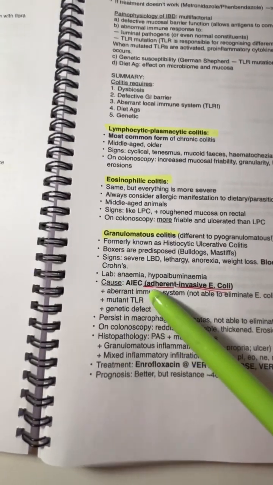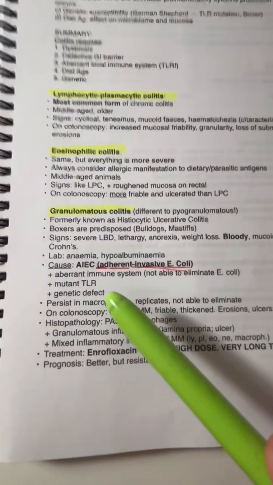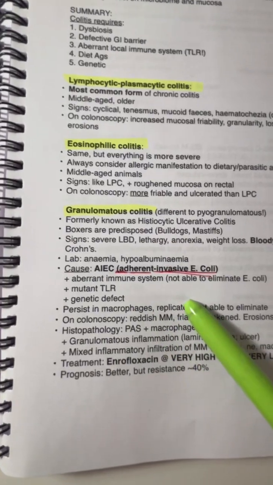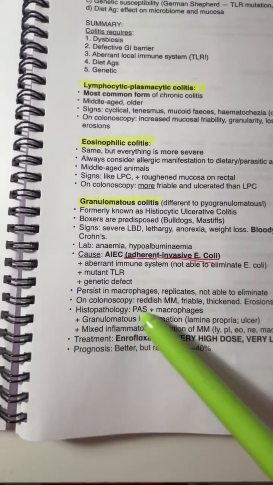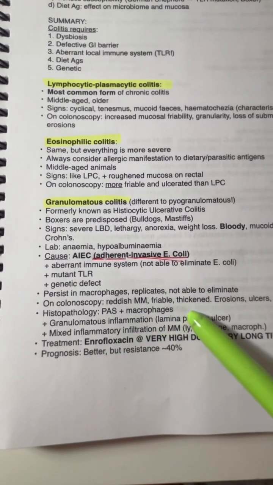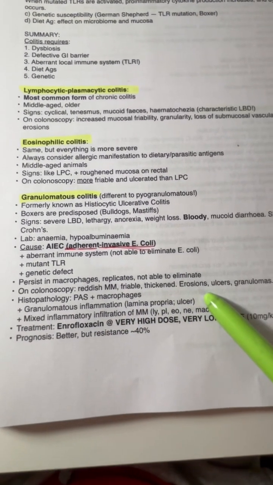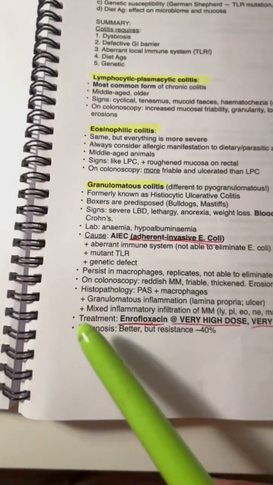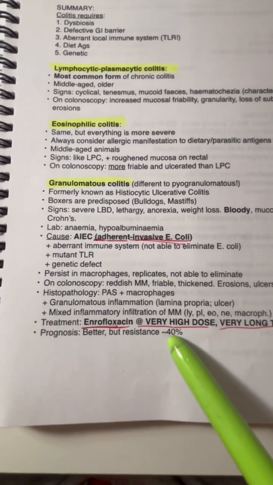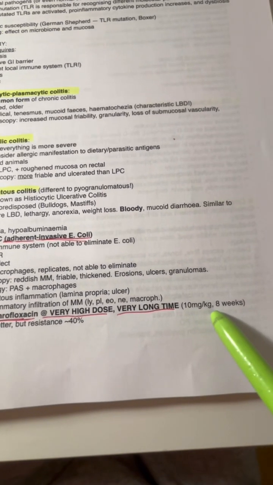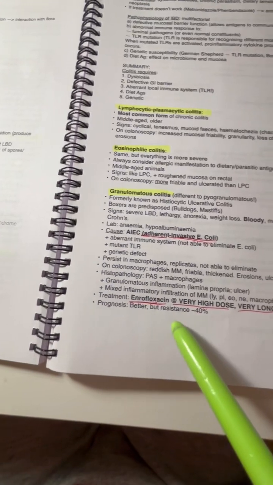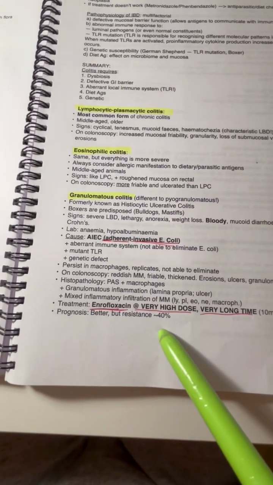The cause is adherent invasive E. coli. This is when the immune system is not able to eliminate the E. coli. In a colonoscopy, you can see reddish mucous membranes, it's friable, thickened, and there are erosions, ulcers, and granulomas. The treatment is enrofloxacin at a very high dose for a very long time, so 10 mg per kilogram for 8 weeks. The prognosis is good, but there's resistance in around 40% of cases.